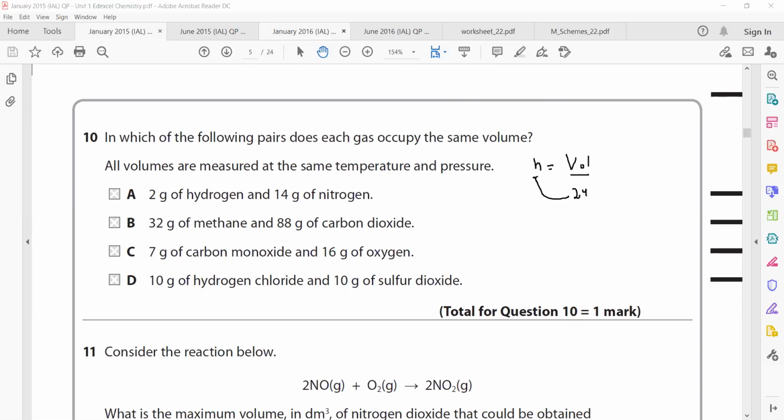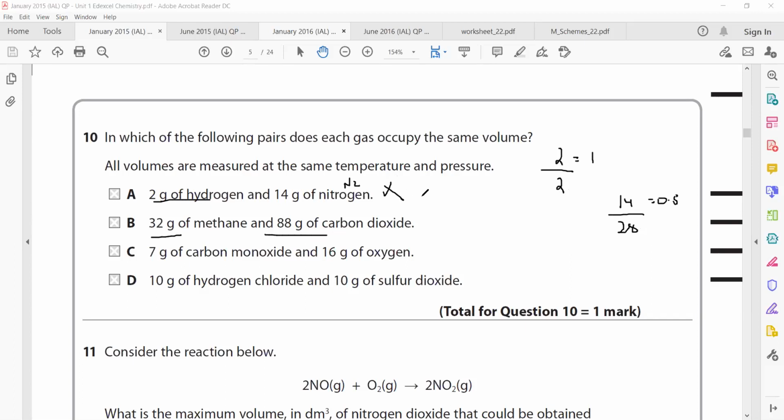So we will find the moles for each one by one. For option A, the moles of hydrogen: mass in gram is 2 and hydrogen is H2, so it will be 2 divided by 2, 1 mole of hydrogen. But what about nitrogen? Mass is 14, but nitrogen exists as N2, so 14 multiplied by 2, 28. So I'll get half. So this is not right.